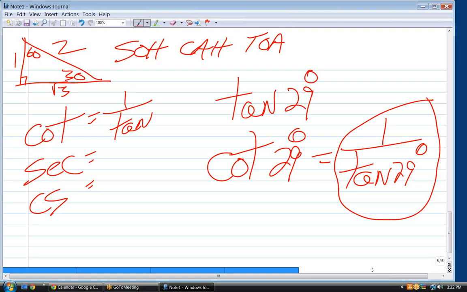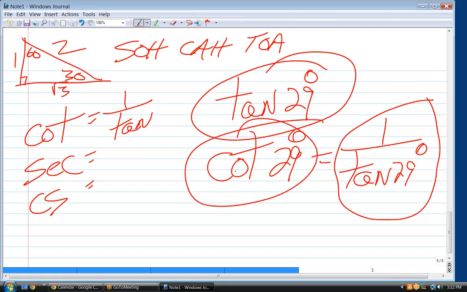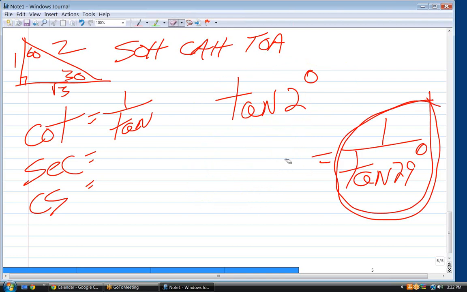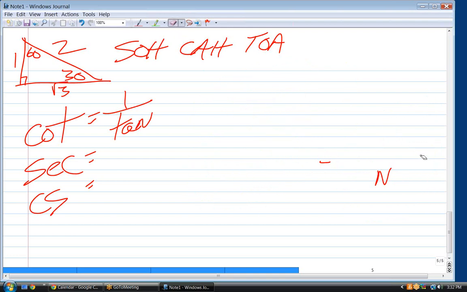But at some point, they'll give you angles that are not 30 degrees or 45. Like they'll say, what's the tan of 29? You can type that into your calculator and come up with a number. But if they say the cotan of 29, you have to know that the cotan is the reciprocal of the tan. And the only way to get this answer out of your calculator is to do 1 over the tan of 29 degrees. So these reciprocal relationships are very important and will become more so.